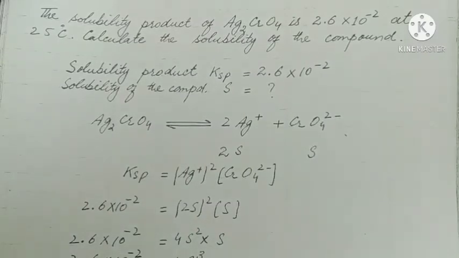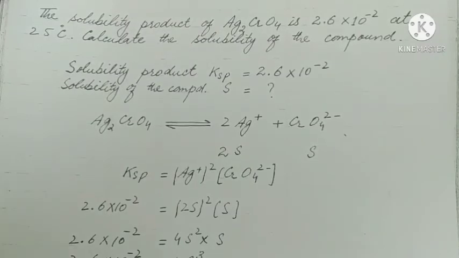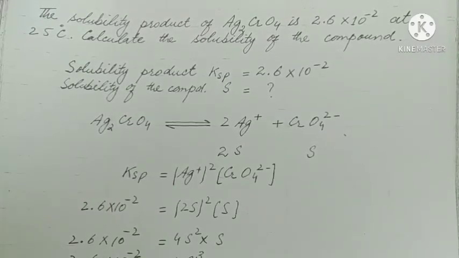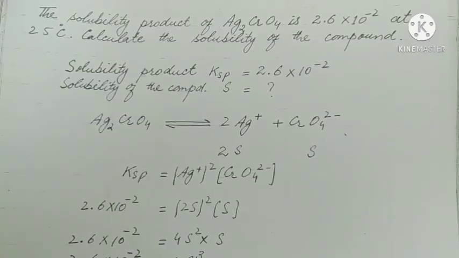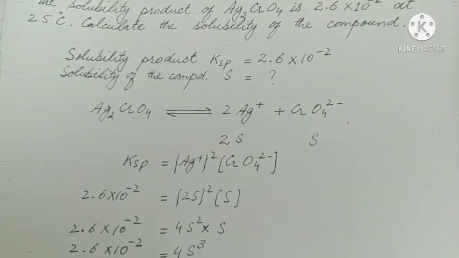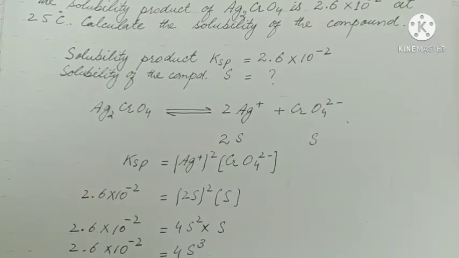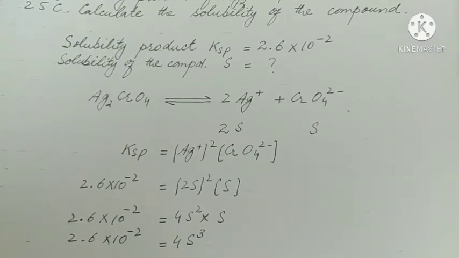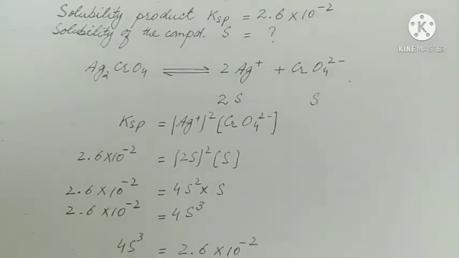Question number 25 of exercise. The solubility product of silver chromate is 2.6 10 to power minus 2 at 25 degrees centigrade. Calculate the solubility of the compound. Here KSP is given. Solubility product KSP is 2.6 10 to power minus 2. Solubility of the compound S is required. First we will write the equation Ag2CrO4. It will give rise to 2 silver ions and 1 chromate ion. And solubility is represented by S.